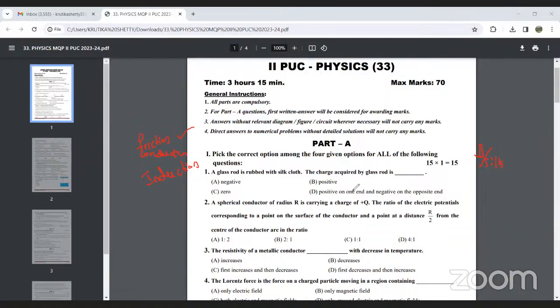Yes, Vedavati is saying option B and many students are answering me. That is option B, that is positive charge. Yes, very good. That answer is correct. Option B is the correct answer. Okay, so let us go for the next question. Hope the concept is clear to everyone.